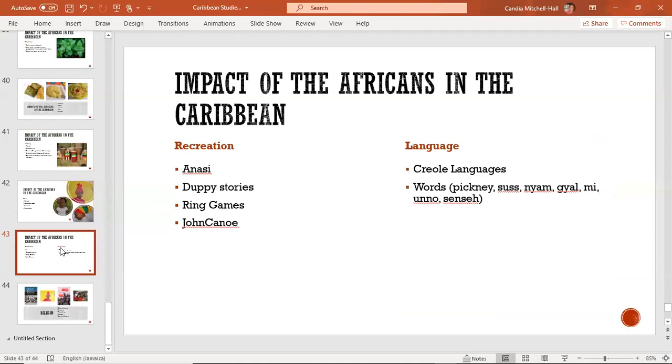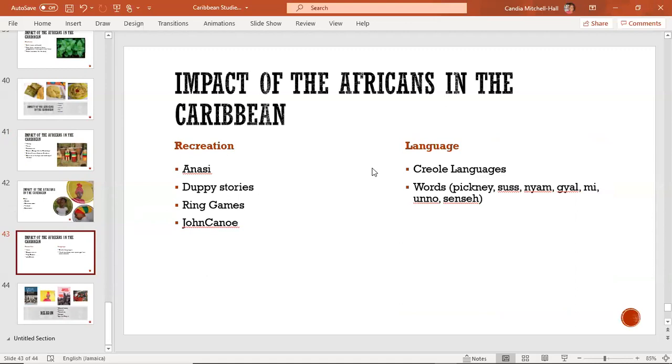The next thing, ladies, impact of the Africans on our recreation: Anansi stories, Duppy stories, ring games, Jonkonnu. These are some recreational activities or festivals that are very much African. In Grenada, they have something that is called Jab Jab that came from Africa.